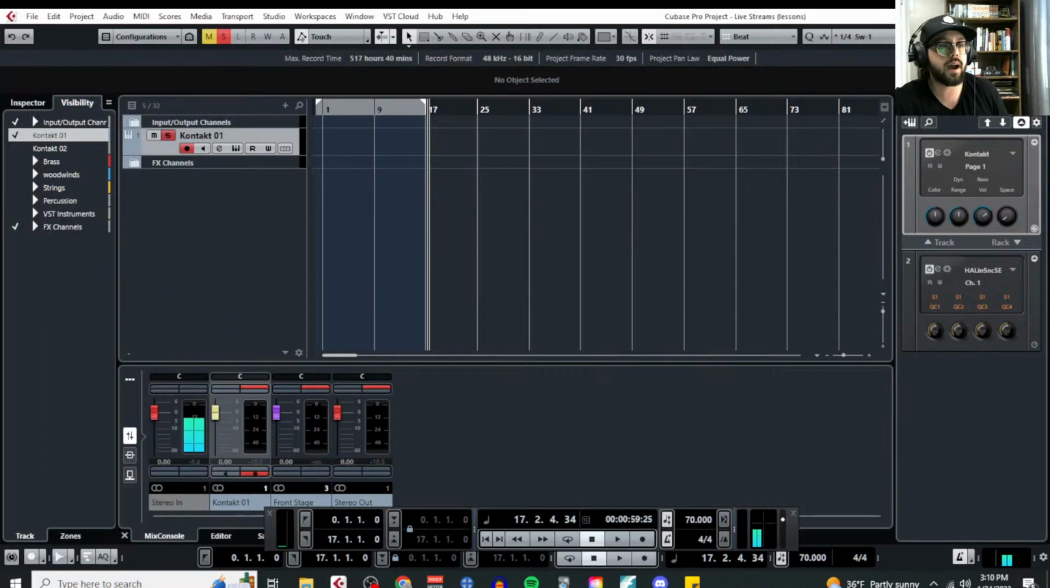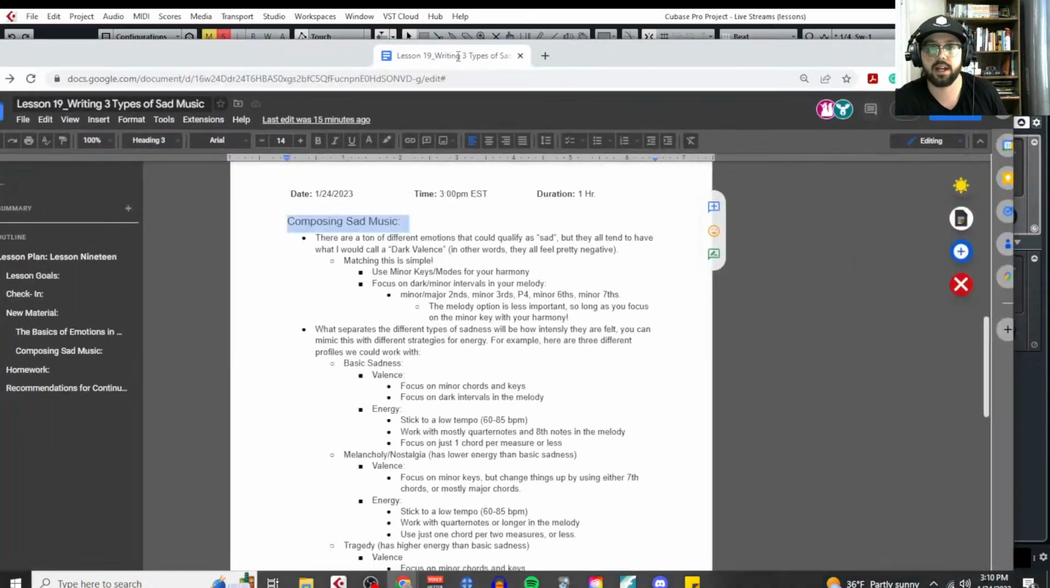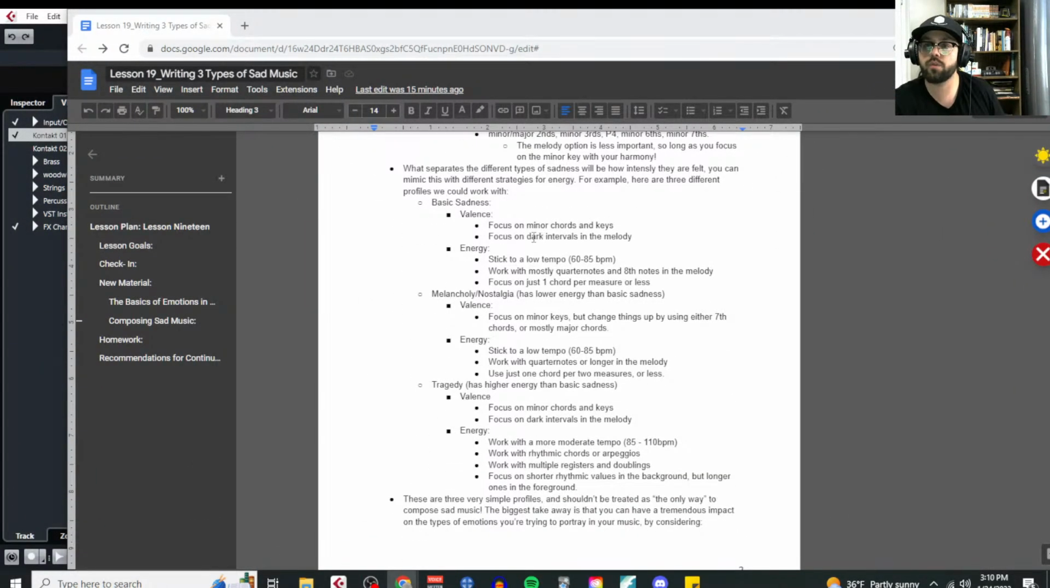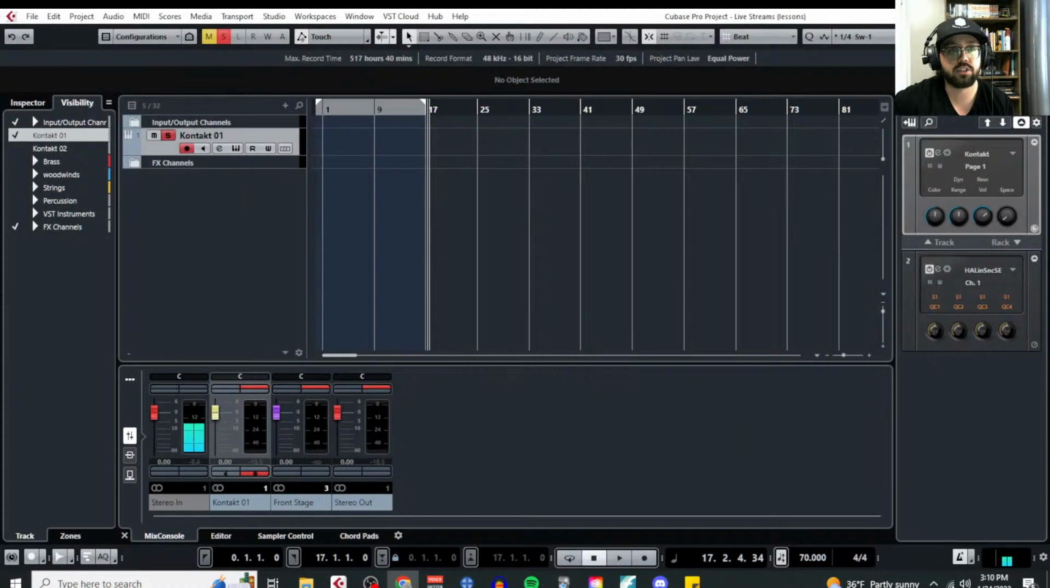And I've got this profile over here that you guys can follow along with that I already kind of pre-typed up. So for basic sadness, we're going to stick to a slow tempo around 60 to 85 BPM, so I'm going to do 70. Work with mostly quarter notes and eighth notes in the melody, and focus on just one chord per measure or less. This is how we're going to manipulate the energy. To manipulate our valence, we're going to focus on darker intervals in the melody and minor chords and keys.